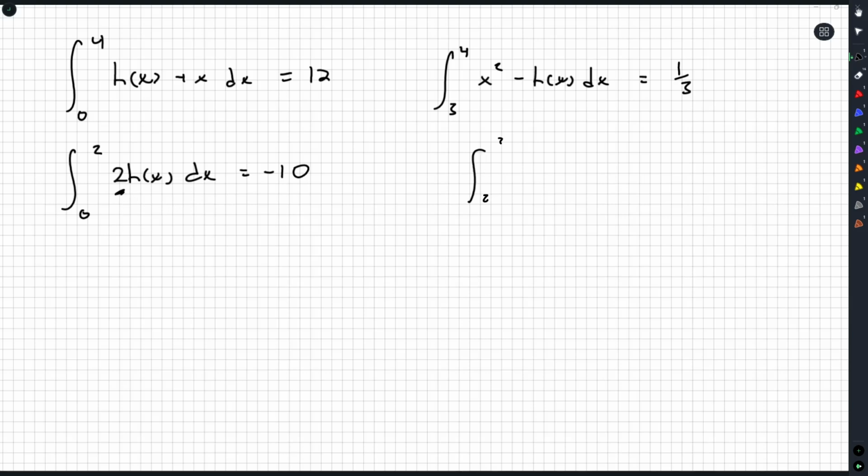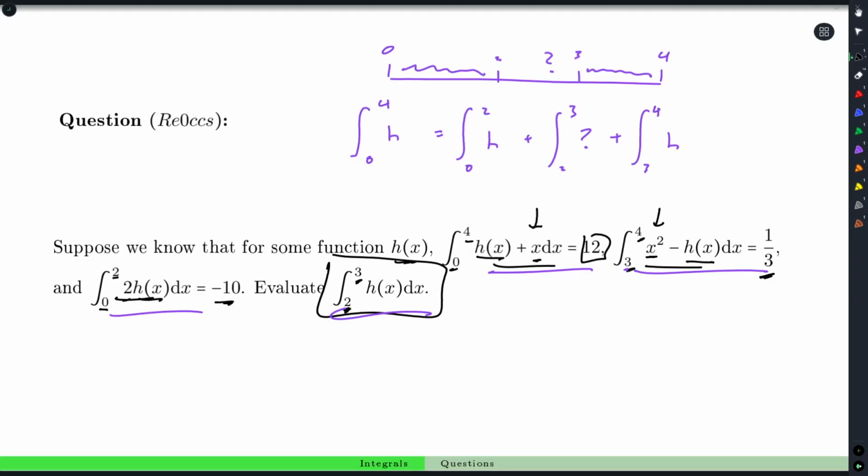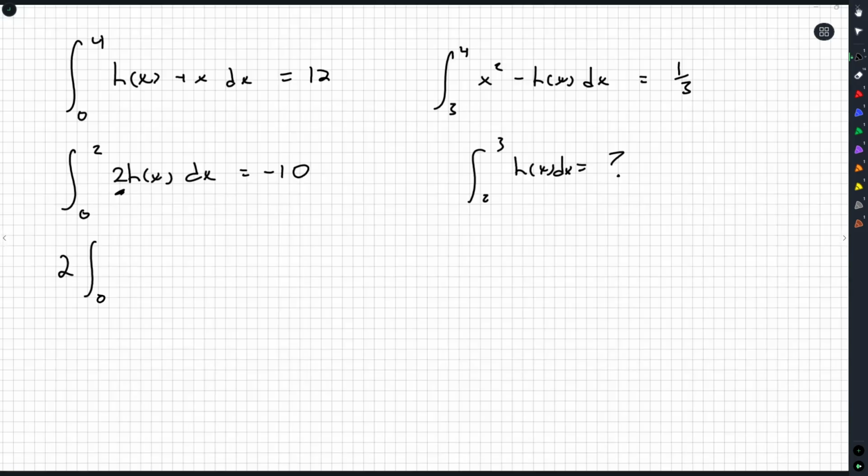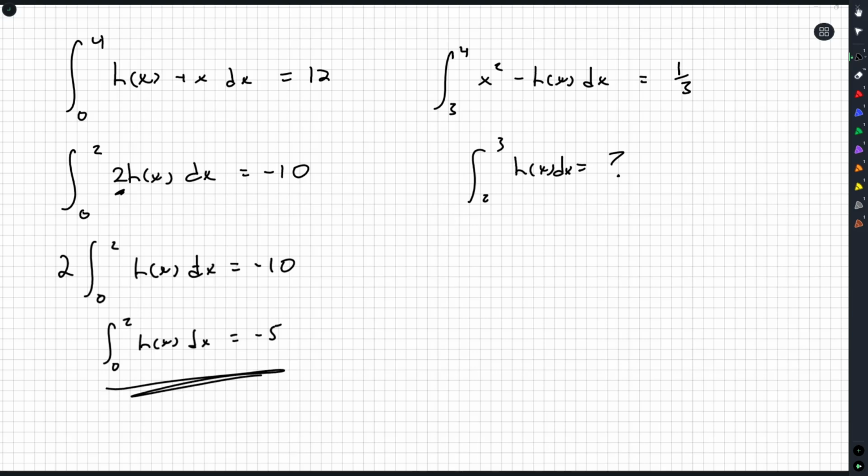So I don't have to keep bouncing back and forth, say, we're looking for this one, from 2 to 3. And I want to double check, was it 1/3 or was it -1/3? Okay, it was just 1/3. All right. But everything else looks fine. So I'd say the first thing to do, probably the easiest thing, bring that 2 from the 2h of x out. And then divide by 2, so the integral from 0 to 2 is just going to be -5. So I've got one of the little pieces of the puzzle.